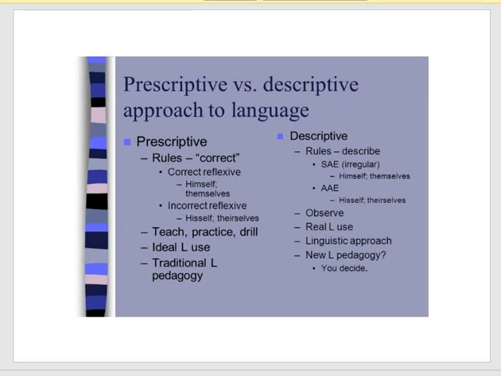There are different prescriptive and descriptive approaches to language. Prescriptive rules: correct reflexive is himself, themselves. Descriptive rules describe, say, irregular forms, and himself, themselves, and incorrect reflexives. Teach, practice, drill: ideal language use, traditional language pedagogy. Observe: real language use, linguistic approach, new language pedagogy. You decide.